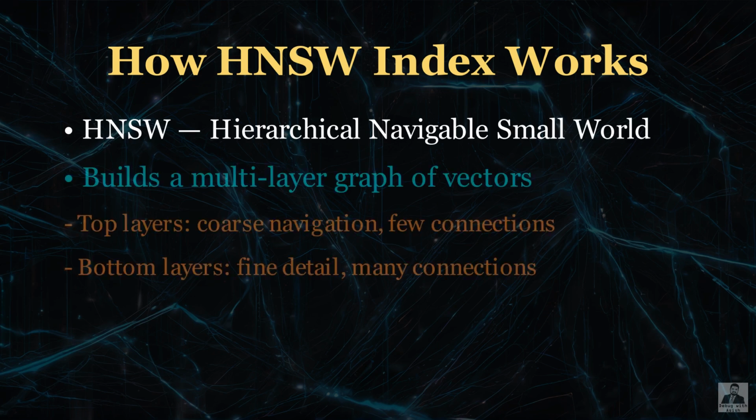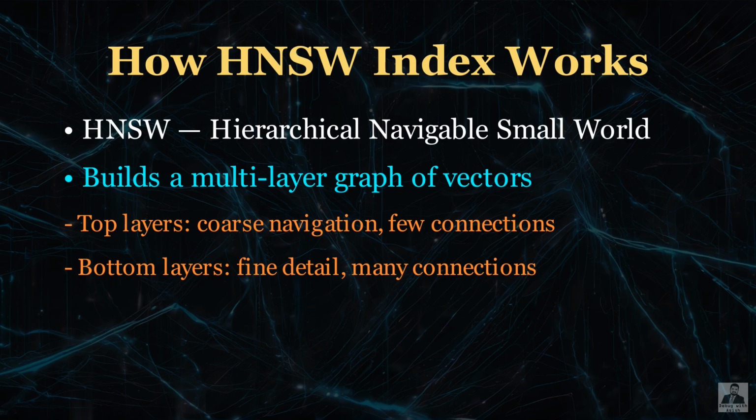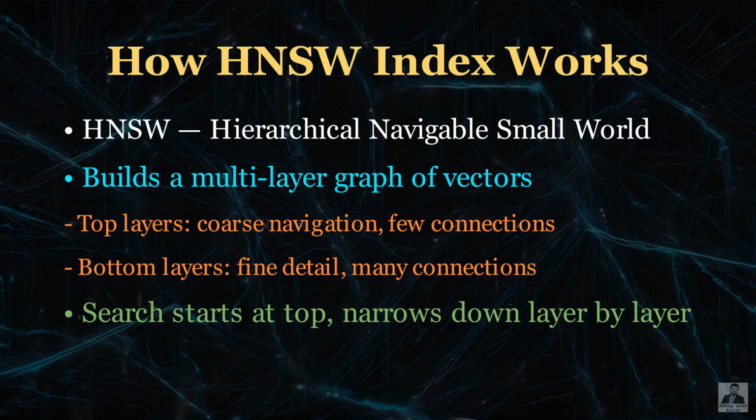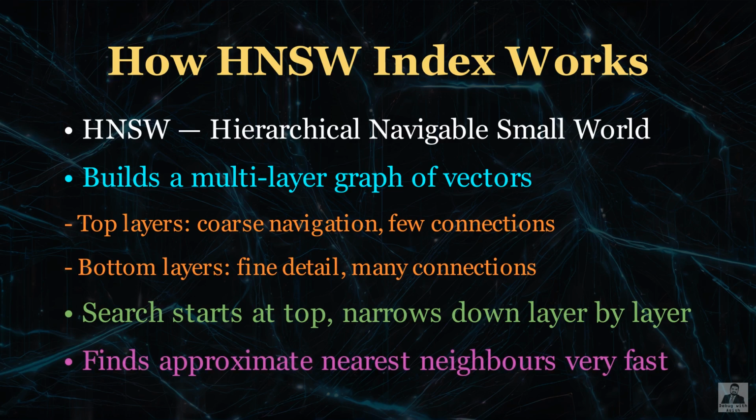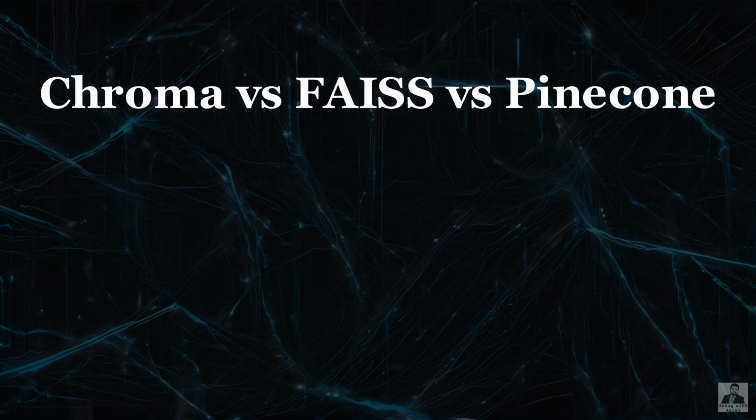The most common indexing algorithm is called HNSW, which stands for Hierarchical Navigable Small World. It builds a multi-layer graph where each vector is connected to its nearest neighbors. At search time, it starts at the top layer and navigates downward, narrowing in on the closest matches layer by layer. It does not check every vector. It finds approximate nearest neighbors, which are almost always good enough for search, and it does so in a fraction of the time.